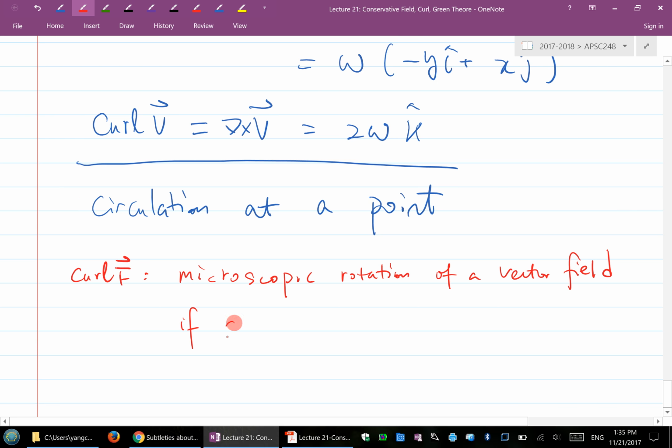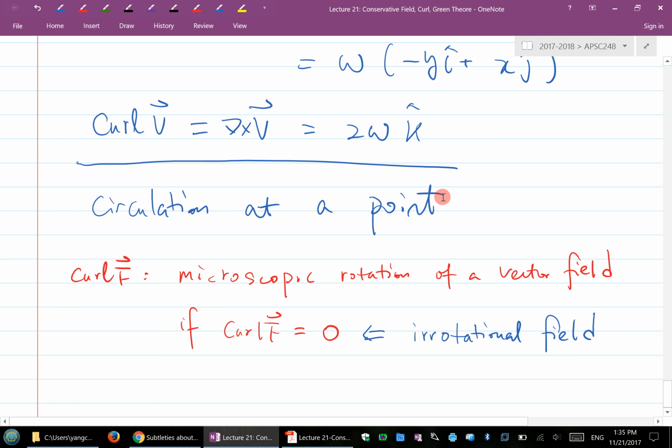Now, if you get the curl f equal to 0, sometimes you calculate this and you get 0 at a certain point, or maybe you get 0 at any point. In general, you get a vector field, you calculate the curl f, and you end up with 0, which is actually the case for a conservative field. If this is the case, we call that an irrotational field. So what's the meaning of an irrotational field here?